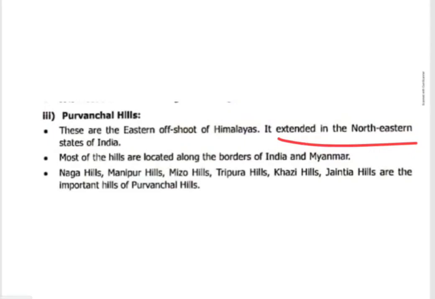Most of the hills are located along the borders of India as well as Myanmar. What are the hills there? Naga Hills, Patkai Hills, Mizo Hills, Tripura Hills, Jaintia Hills, Manipur Hills. So these are the important hills located in the Purvanchal area.